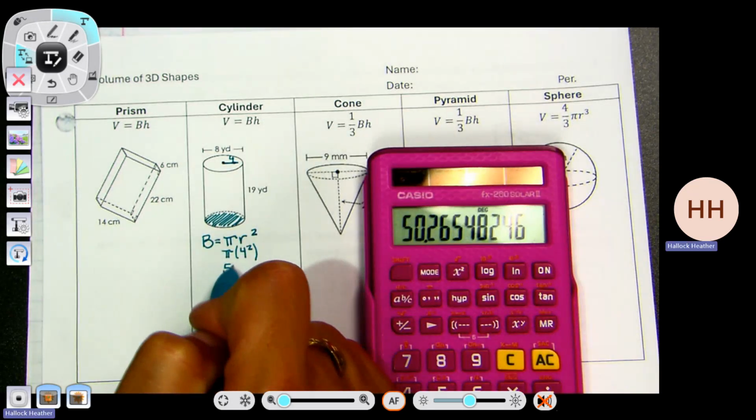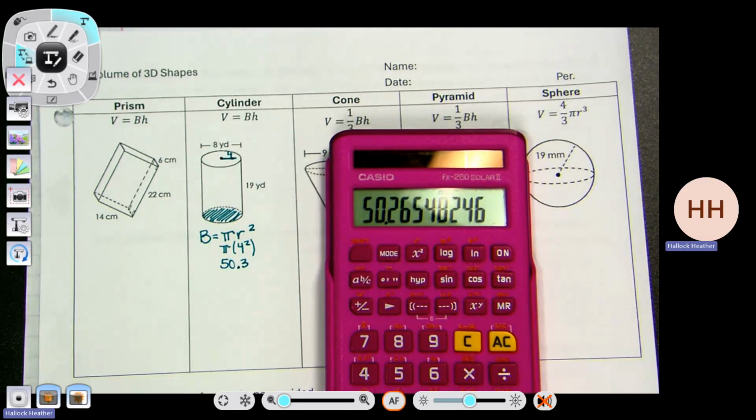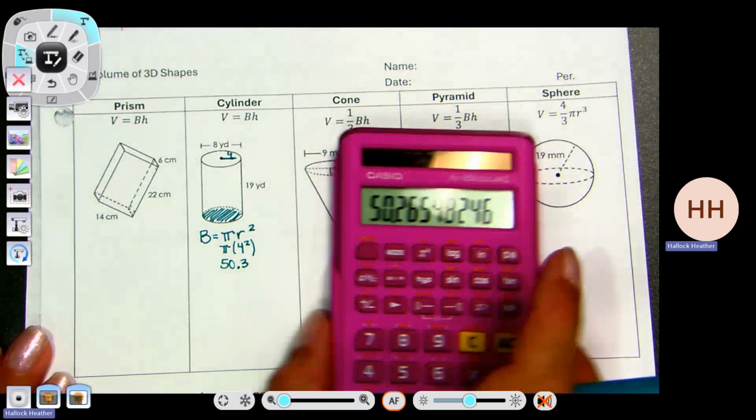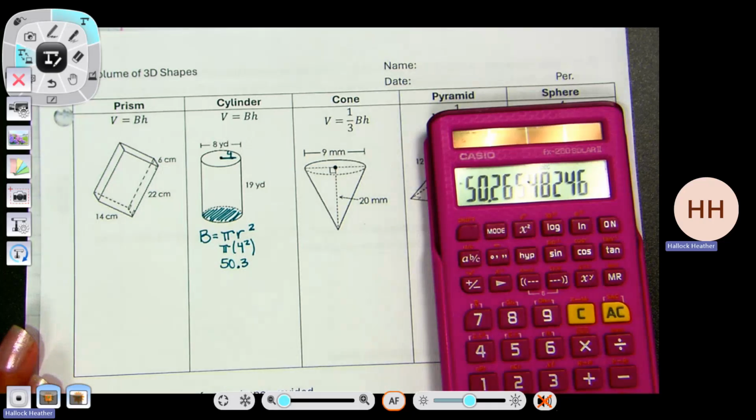So do not clear your calculator. You get 50.3. 50.3 is big B. Leave it in your calculator like that. Okay? So leave it exactly like that. Do not press clear. So we're going to scoot that over. Now we're going to take what we just found and we're going to plug it into the volume formula.